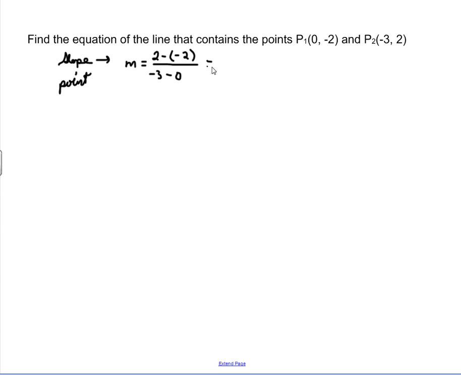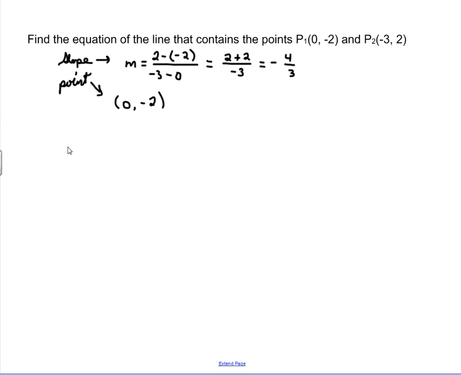And working through our numbers very quickly, very easily, we've got 2 plus 2 divided by -3. And that turns into the fraction 4 over -3. But we'll write it as the negative of 4/3. So now we've got a slope, and now we've got a point. Let's use point number 1, (0, -2). Now, this may or may not occur to you right away, but this is a familiar point, right?